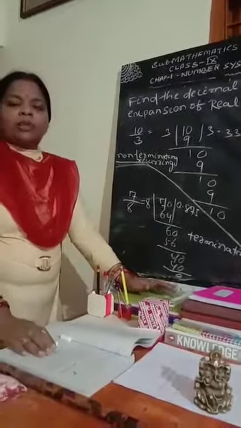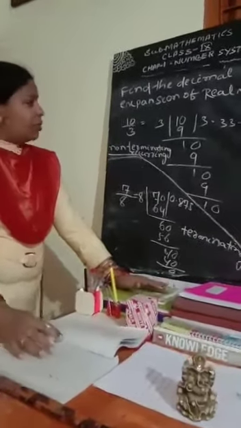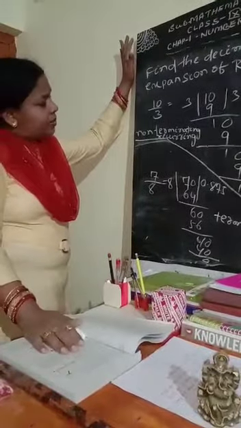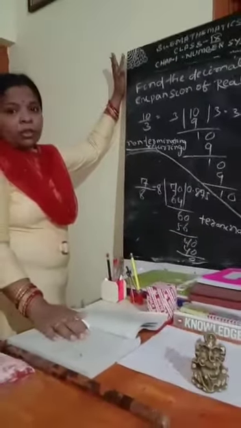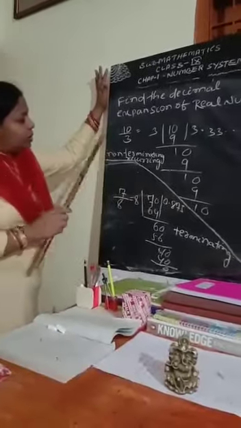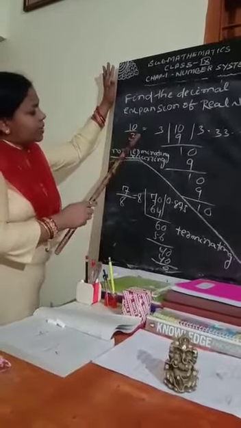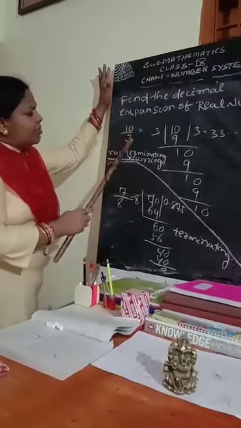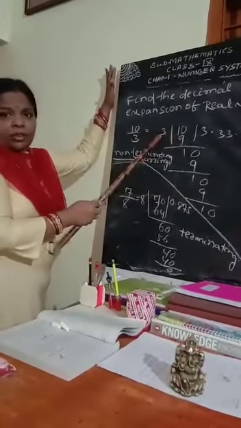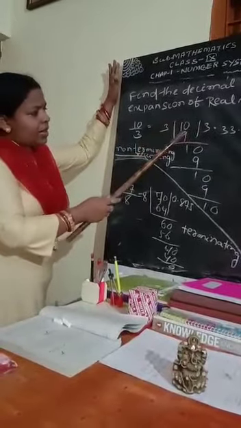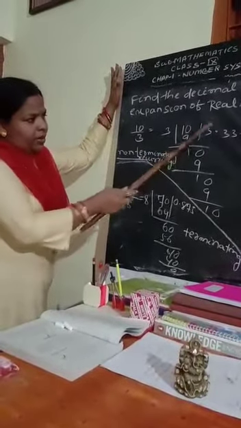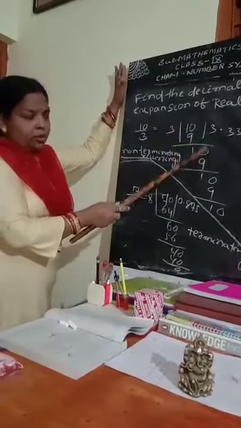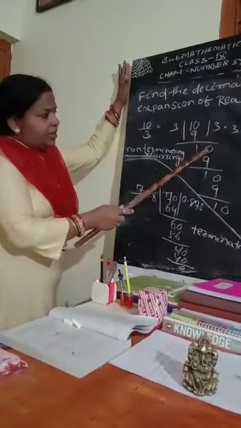Find the decimal expansion of real numbers. You know 10 by 3, this is a rational number and every rational number is a real number. So now what is the decimal value of this rational? 10 by 3 means divide 10 by 3. We divide 10 by 3. 3 3 is a 9. 1 remainder. Put decimal here because 1 is less than 3. Now put 0. Though you put the decimal here, it is 10.